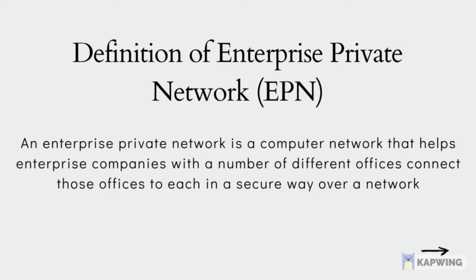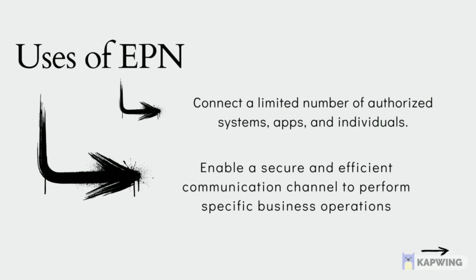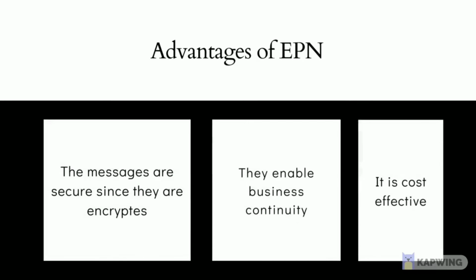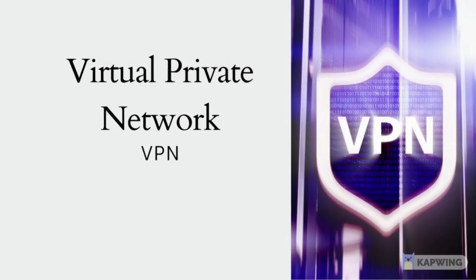VPN is a network that helps enterprise companies to connect to each other in a secure way over a network. These are the uses of VPN. With VPN, the messages are secure, it enables business continuity, and is cost-effective. But the cost of maintenance and upkeep is high. It also requires a full-time network administrator.